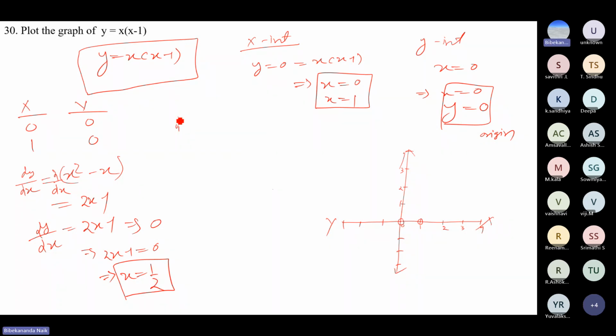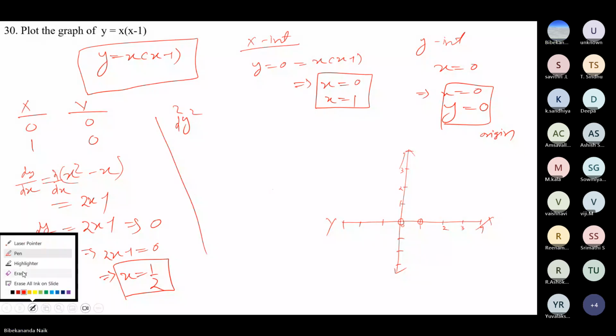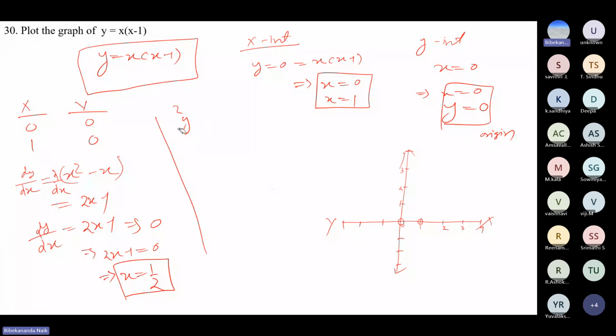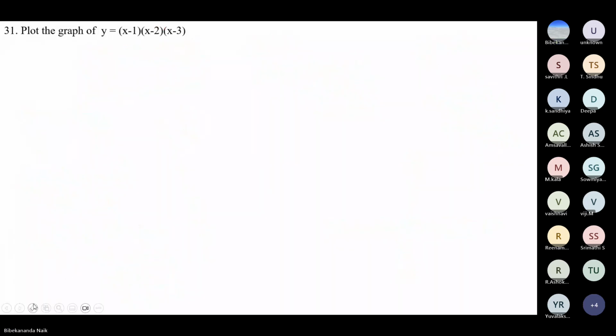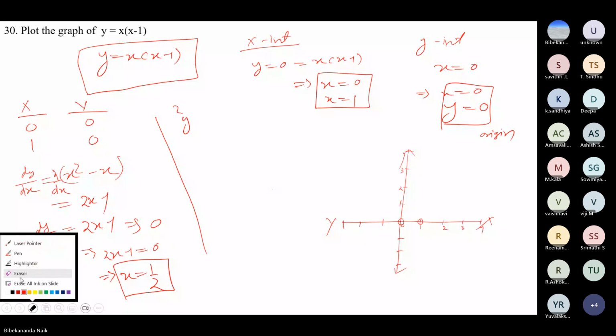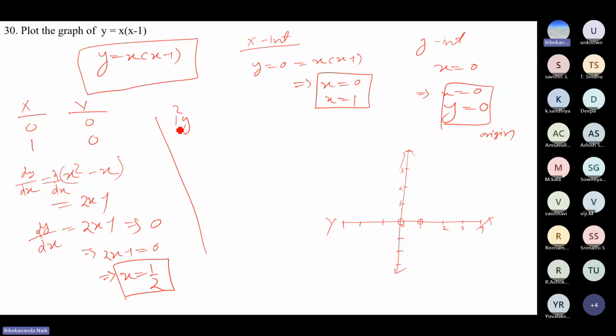Then when you calculate the double derivative, d square y by dx square, it will be 2. So 2 is positive. So positive means the graph will be concave up.